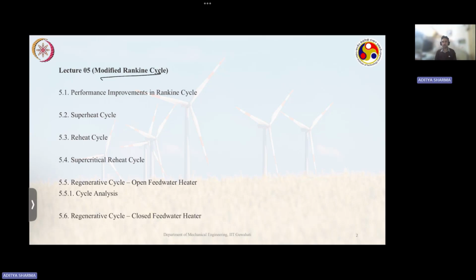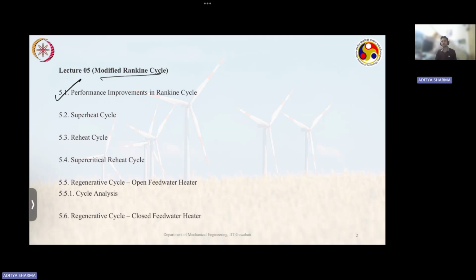So we will modify our Rankine cycle in a few ways that have been discussed. The first topic here is performance improvements in Rankine cycle. As I was just telling earlier, we want to enhance the performance of our Rankine cycle. So how do we do that? There are ways like superheating your saturated steam, and then reheating is one more method. And third is regeneration, where we use the energy from steam only to heat our feed water. So that is regeneration.